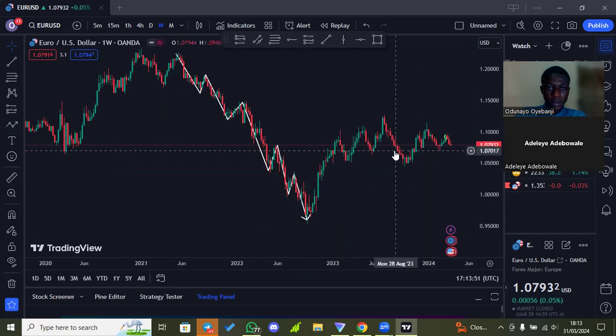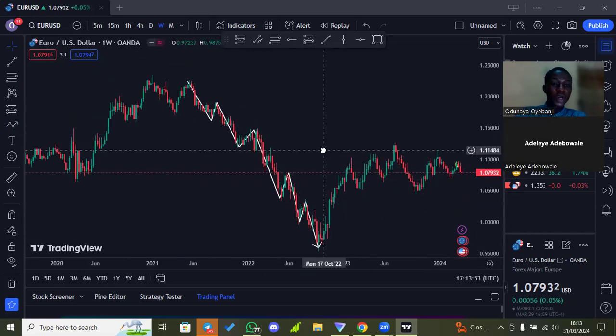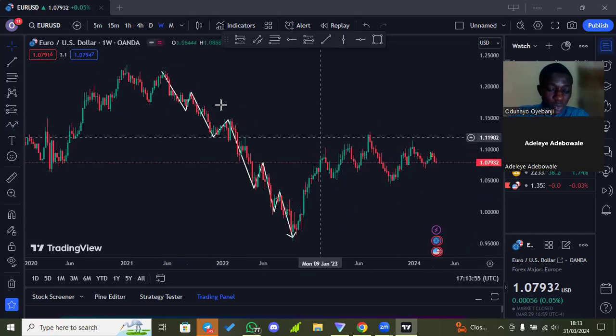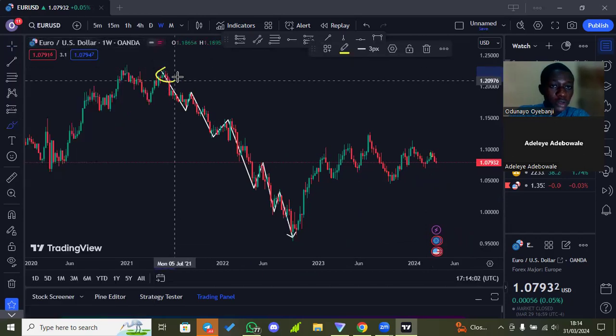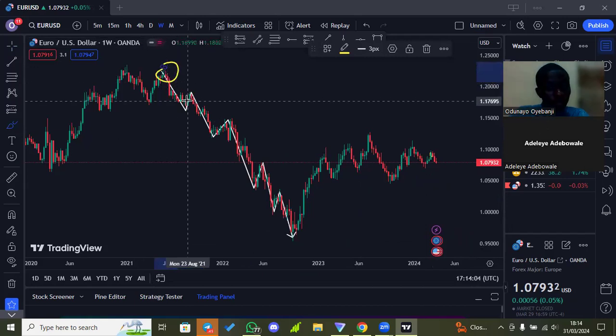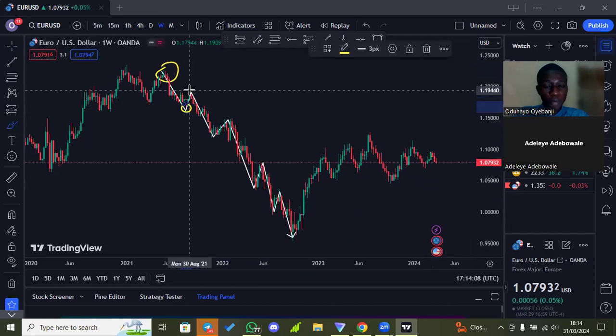You get it, right? Okay. Now, let's take it one after the other. So let's mark it up one after the other. So the market started from this point. Are you with me? It came down to this point where it found the base. Then it went up, right?